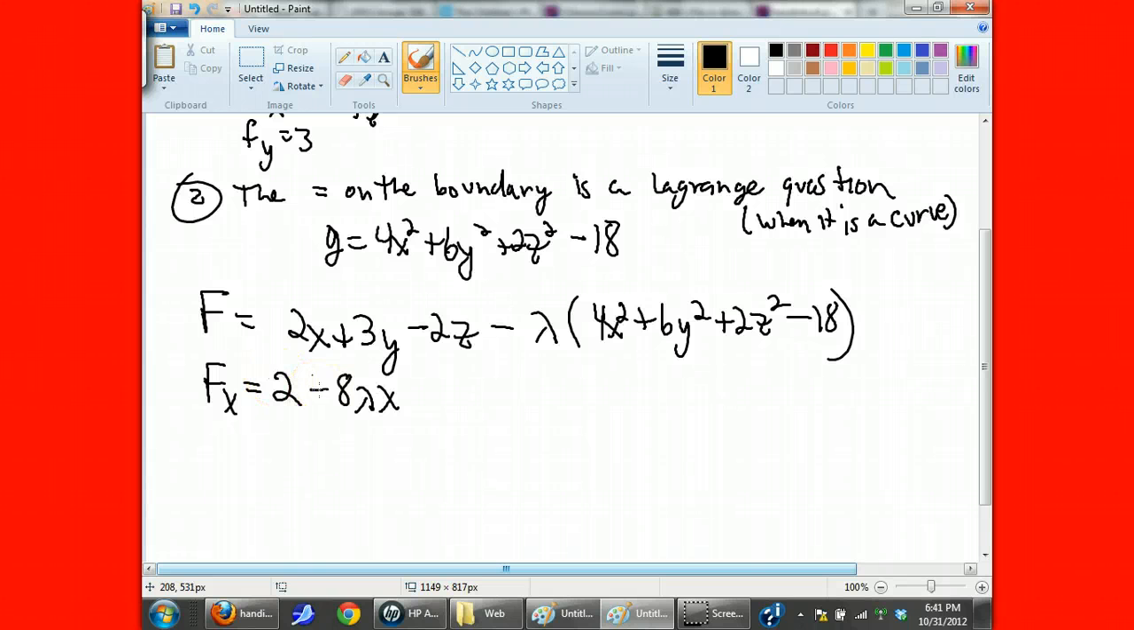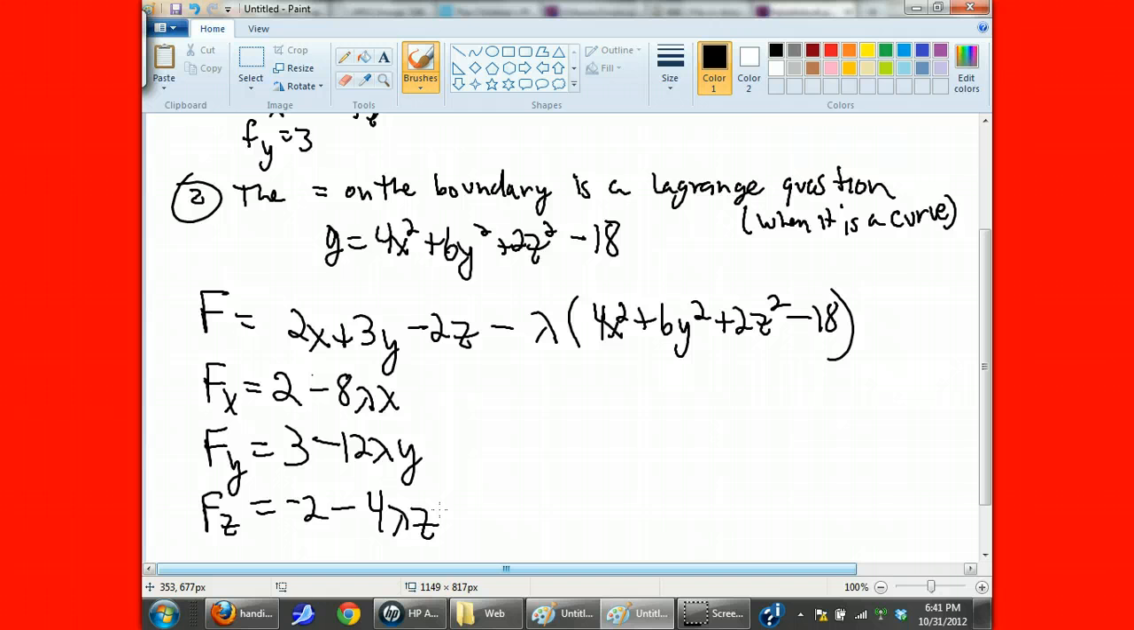Okay. F sub y is 3 minus 12 lambda y. F sub z is negative 2 minus 4 lambda z. Okay. Set these all equal to 0. And let's do the solve for lambda approach.